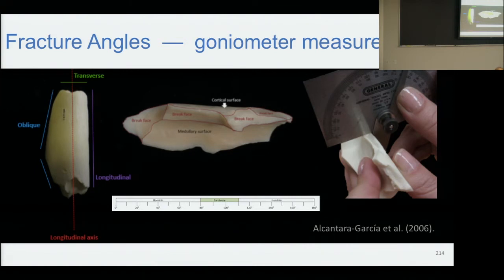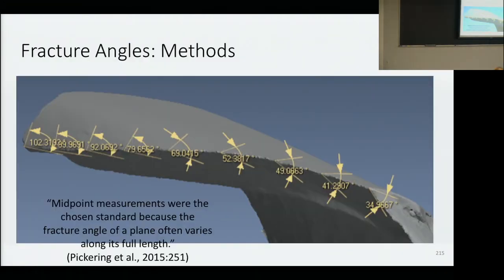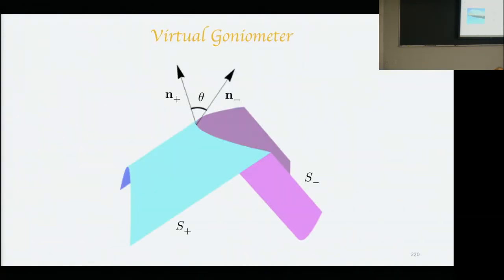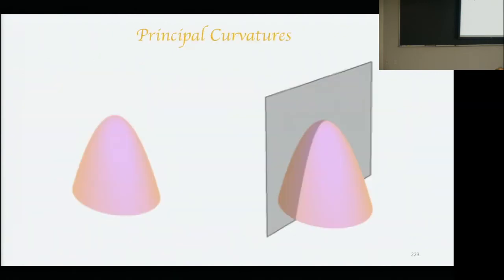Now we found that there's a bunch of things there. There's problems with it. We have a virtual goniometer we've developed now, but what we've actually found is the thing that does the best job so far, and there's some basic machine learning algorithms underlying this, are methods based on analyzing principal curvatures and spherical volume invariance. So that's where we are right now.